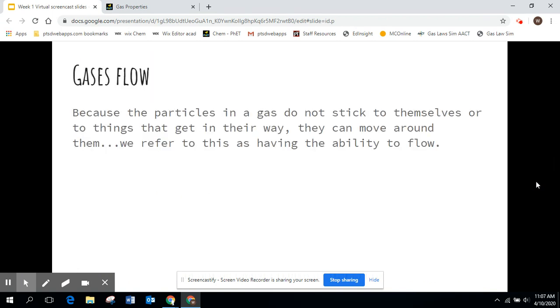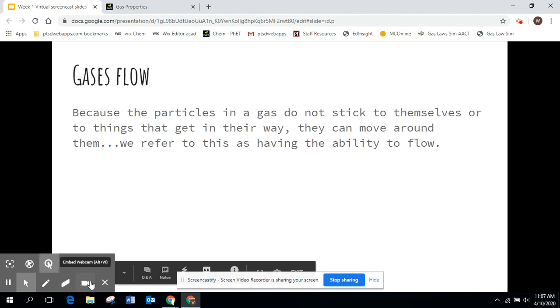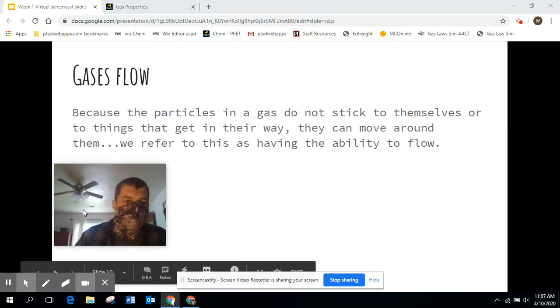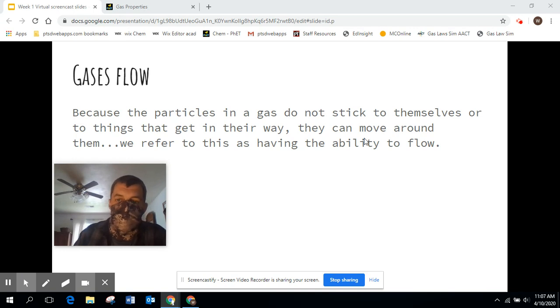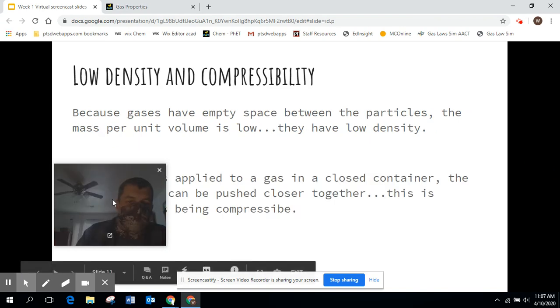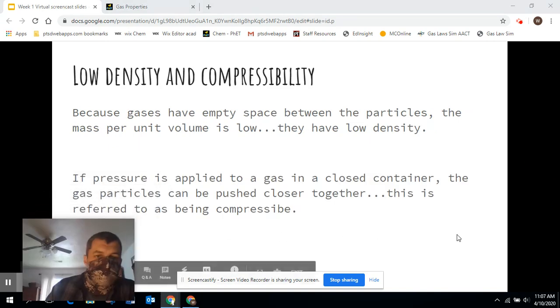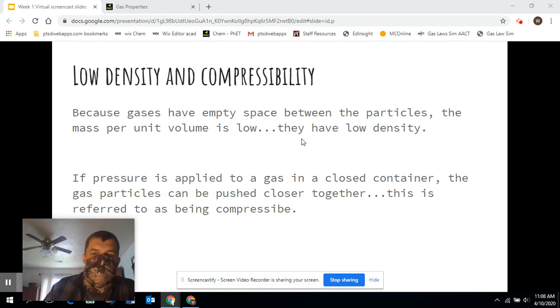If we look at gases flowing, how do gases flow? Well, a gas flows because it has the ability to bounce off of things and move past things that get in its way. They have really low density because of all the space that's in between those particles. So their mass per unit volume is really low. Remember, constant, random, ceaseless motion, tons of empty space in between, so they can be pushed closer together.